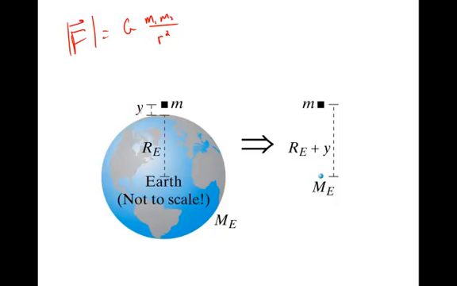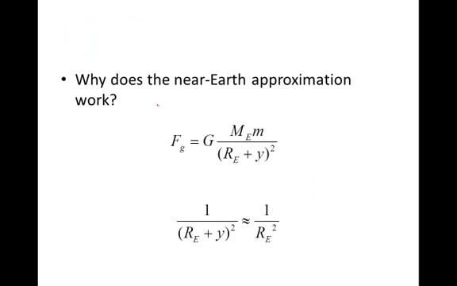So if you're looking at the strength of gravity above the surface of the Earth, you've got to include the radius of the Earth in your calculations. So if we're looking at an object a height y above the Earth, then here is the magnitude of the gravitational force. We've got the radius of the Earth plus y is the radius that we have in the equation down here. Now, why exactly does this near-Earth approximation work?